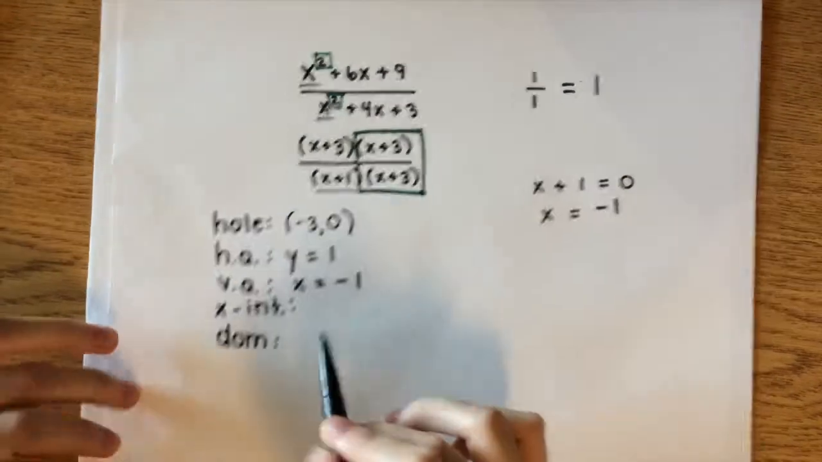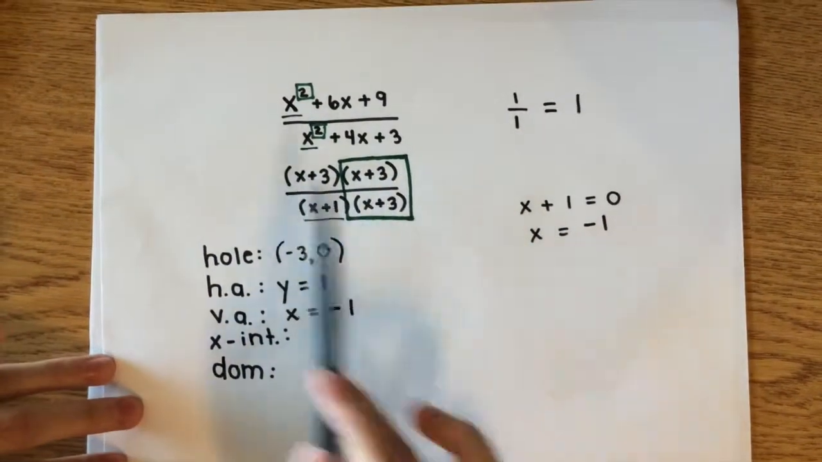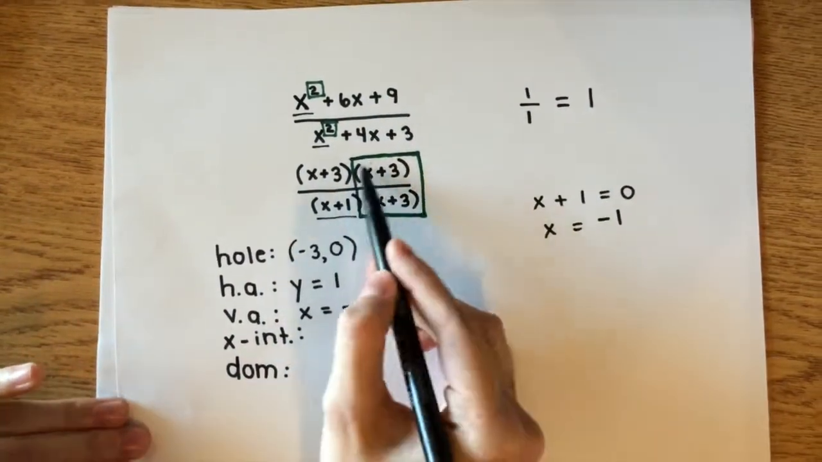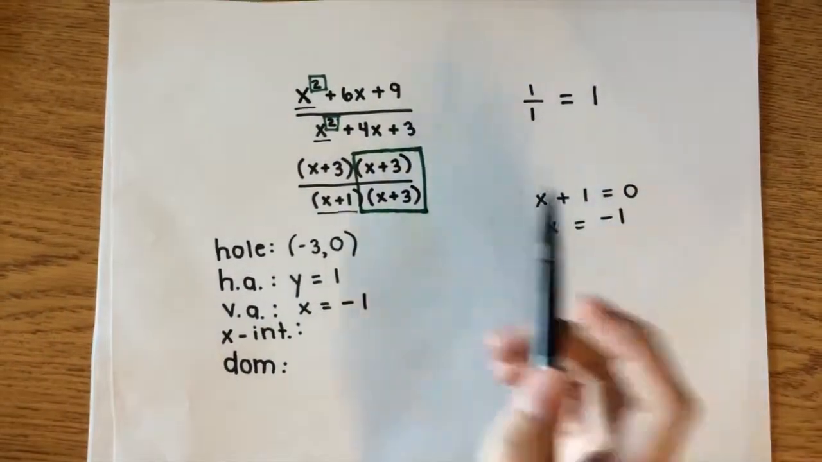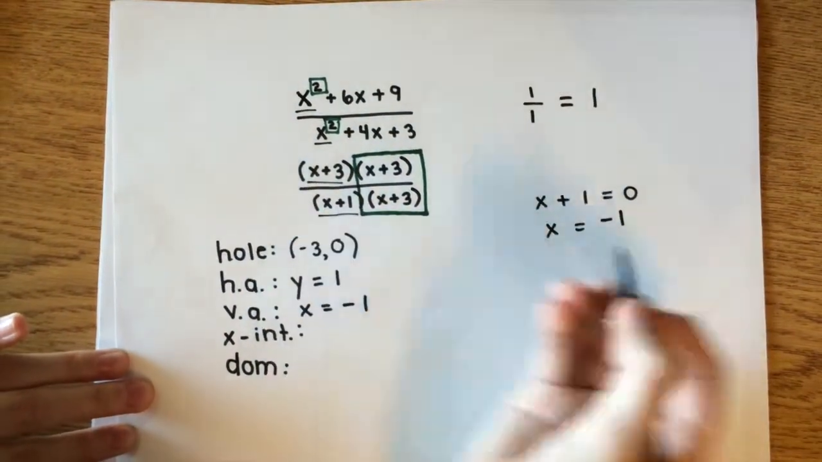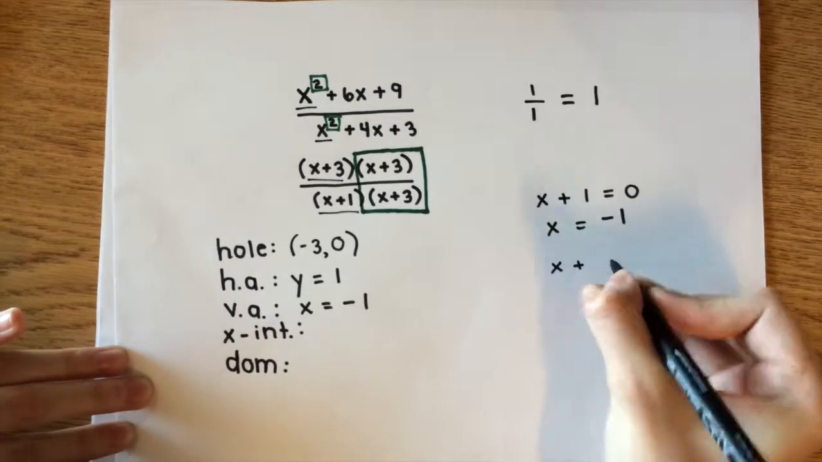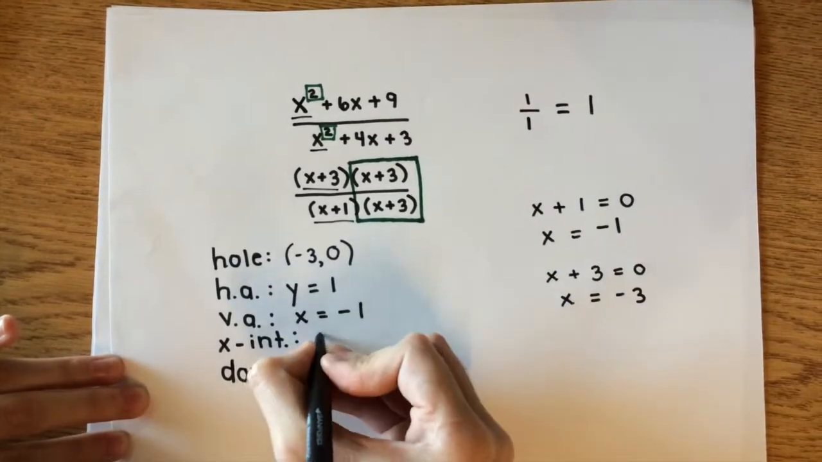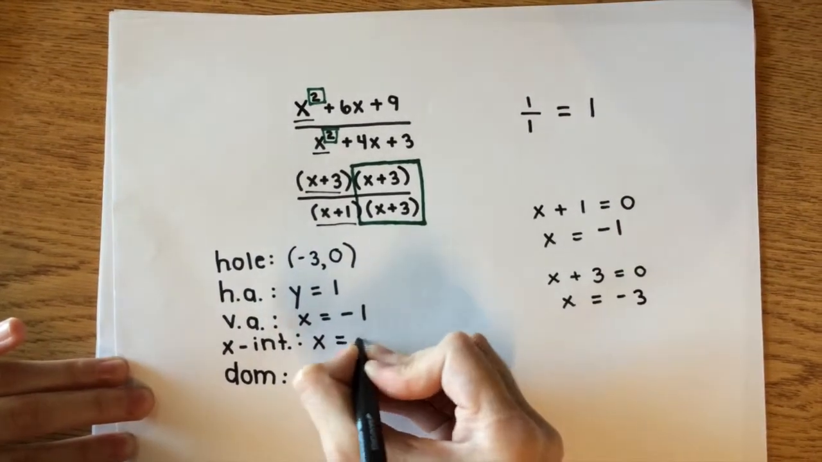The same applies for the x-intercept. We use the numerator. You don't use the factored form that's in the hole, so you don't use any of this. You only use this for the x-intercept, and like I said before, make it equal to 0, and x equals negative 3, and that would be your x-intercept.